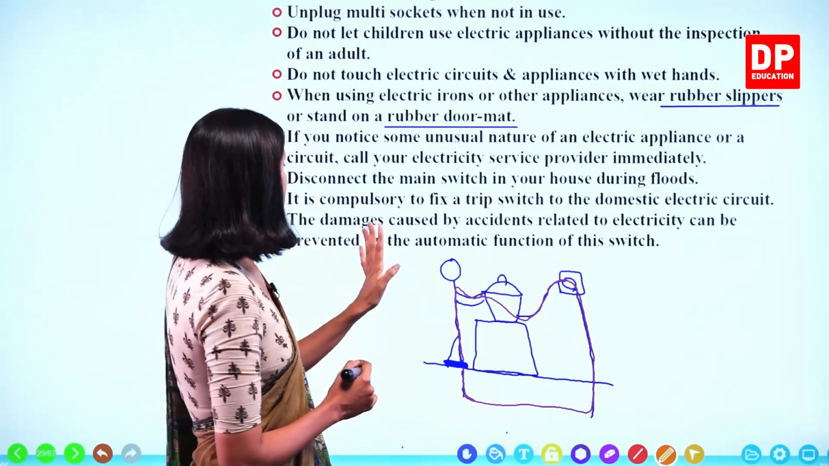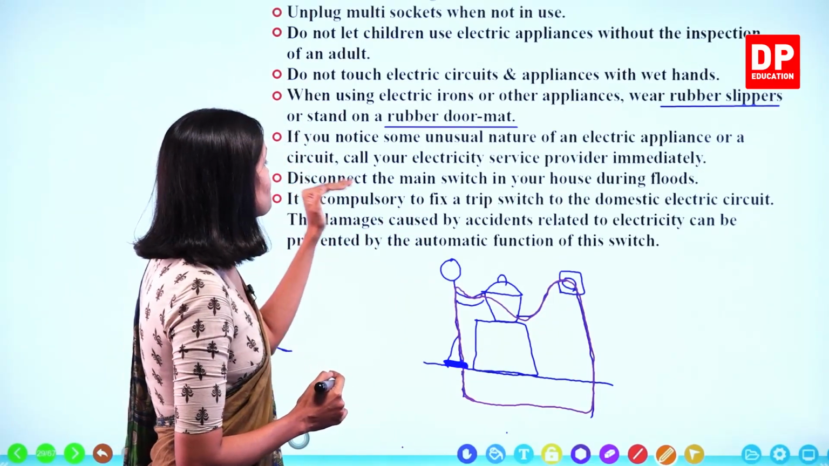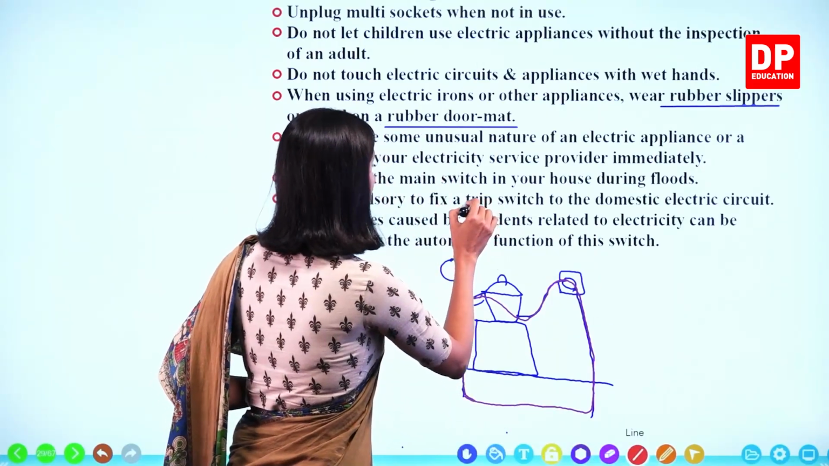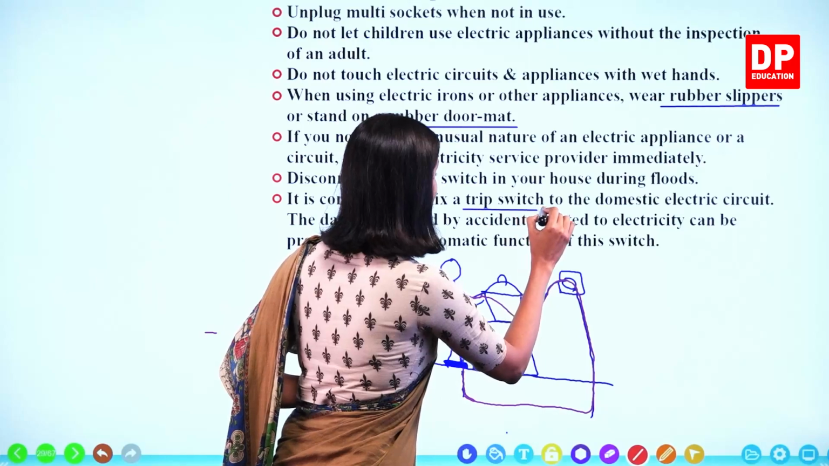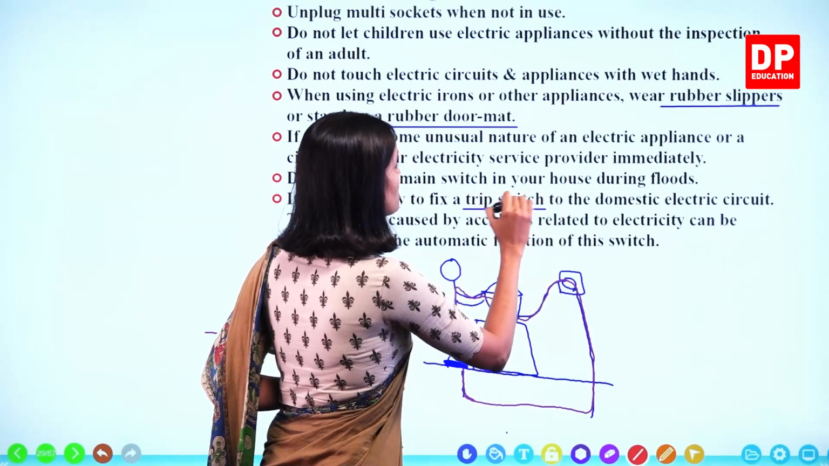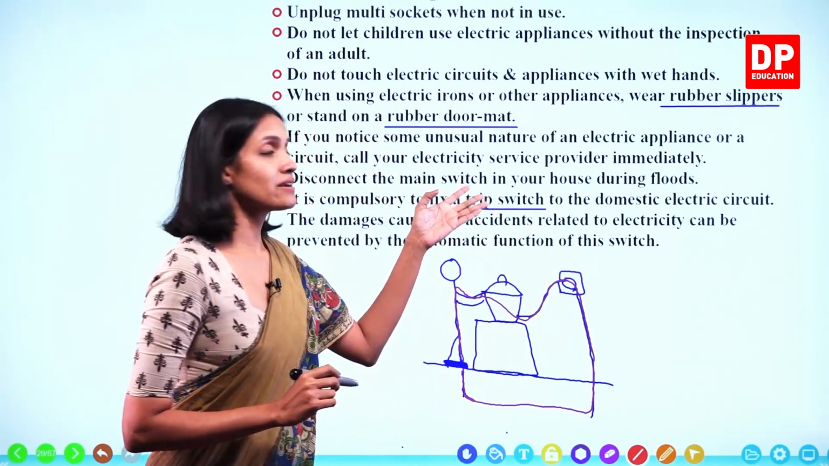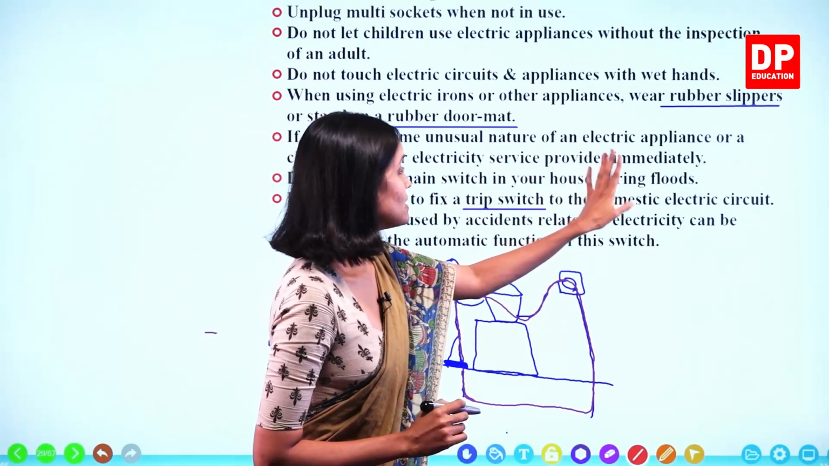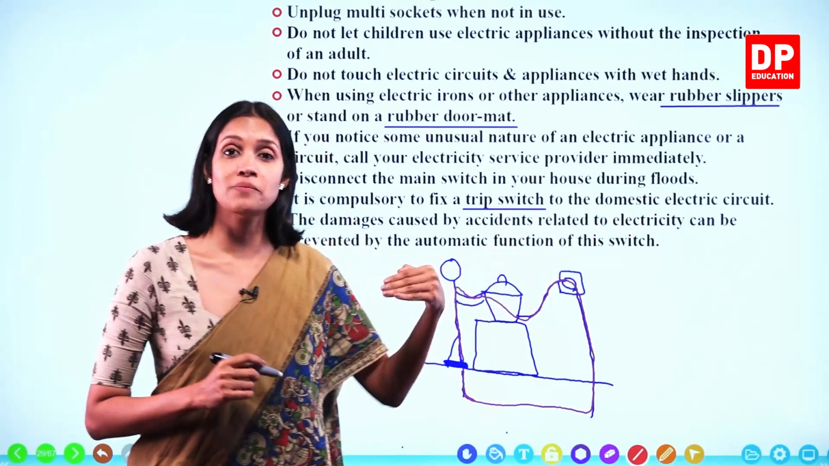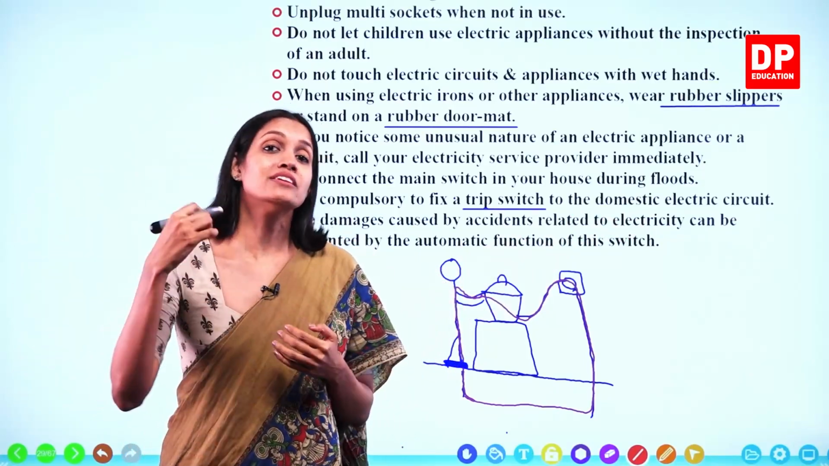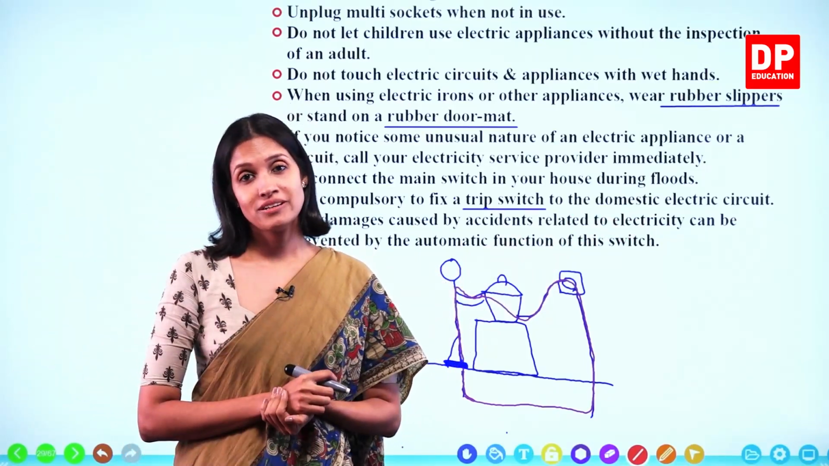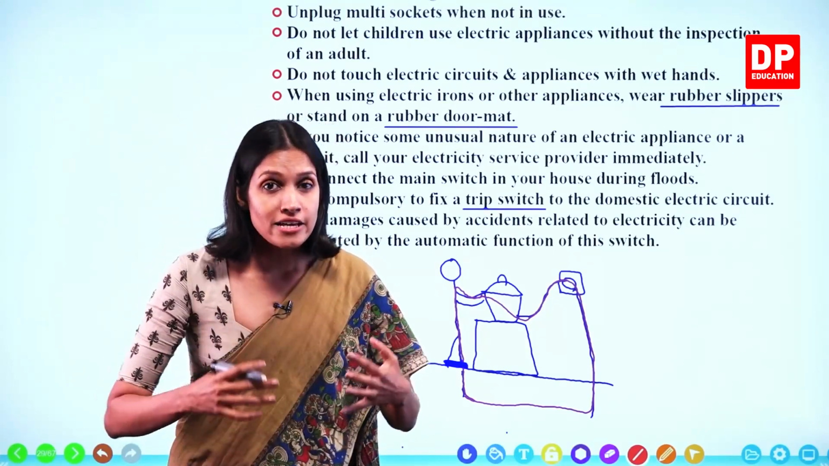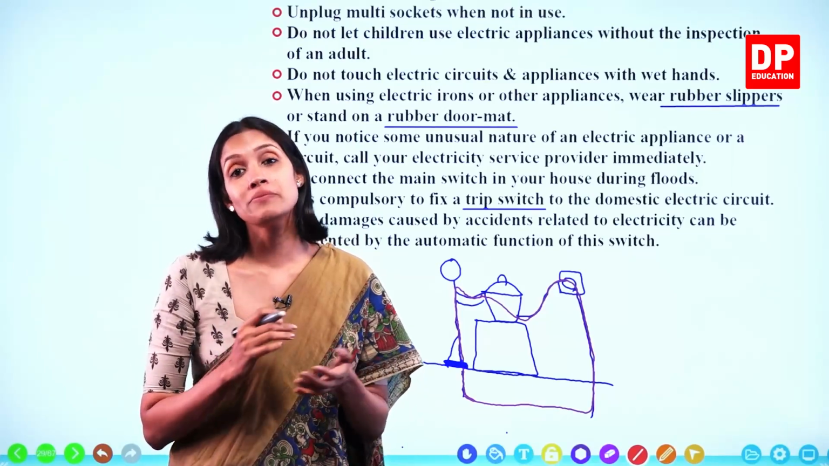Okay? The next one. It is compulsory to fix a trip switch. Right? What is the trip switch? You are very familiar with this term. Trip switch or electricity breaker. Right? Trip switch to the domestic electric circuit. You all know sometimes when it is thundering, the trip switch goes off. Right? Trip switch trips or trip switch goes off. That is actually a safety precaution. It's a safety measure, children.